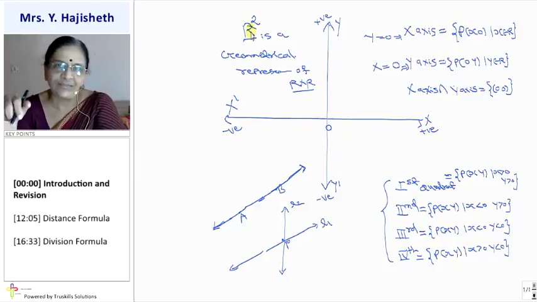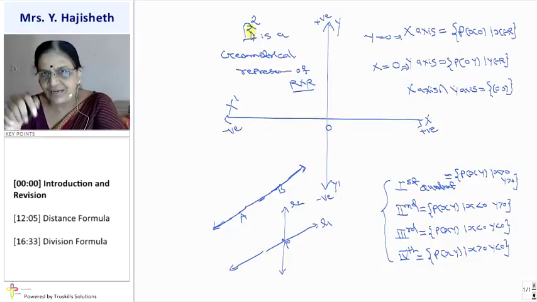That you are going to study in standard 12. In standard 11, our knowledge is limited up to two dimensions. Okay? Three-dimensional coordinate geometry you are going to learn in 12th science.